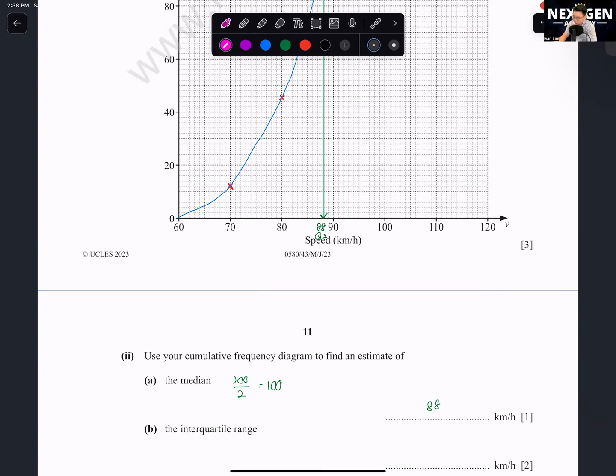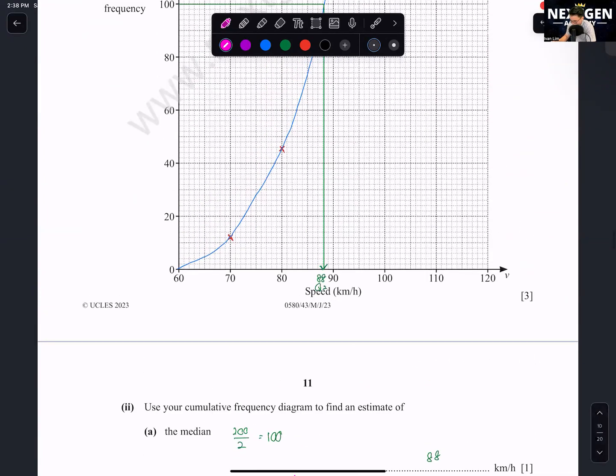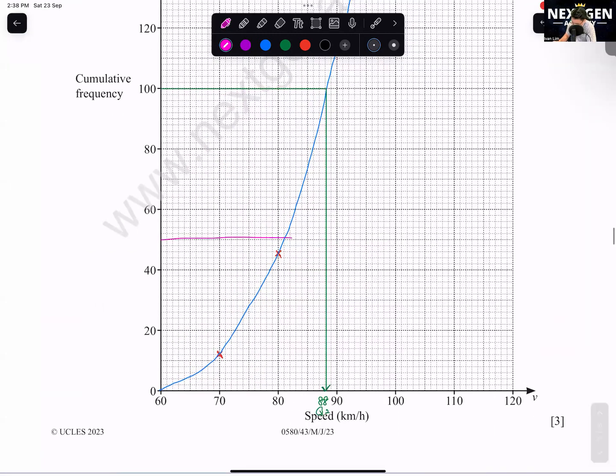For the interquartile range, you will find your Q1 and your Q3. How to find Q1? You take 1/4 times 200, which equals 50. For Q3, you take 3/4 times 200, which equals 150. Now based on the graph, at 50 and 150, you draw a line across. So at 50, according to mine, I get about 81.